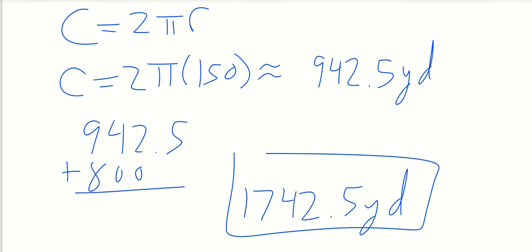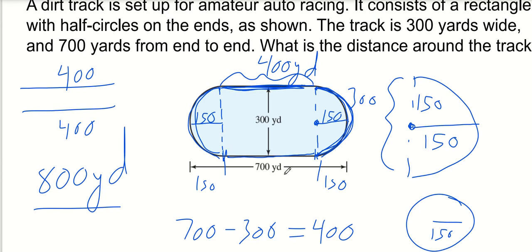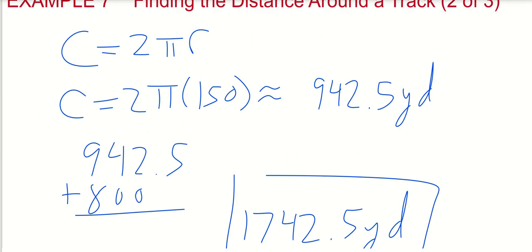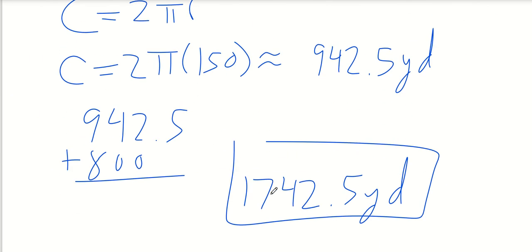So for anybody that walks around the outside entirely of that racing rink or wherever it is, they would have covered a distance of exactly 1,742.5 yards.